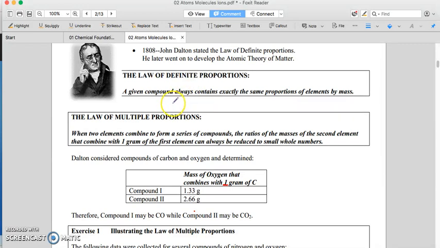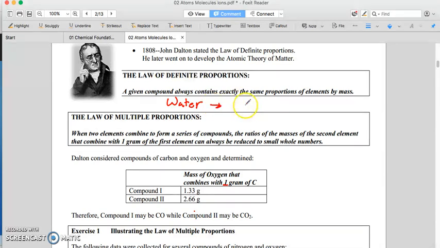So what this is essentially saying, if we've got a compound, right, let's say water. I'm not going to say the formula for water, you probably know it. Let's say we have water. It's going to contain the exact same proportions of elements by mass.